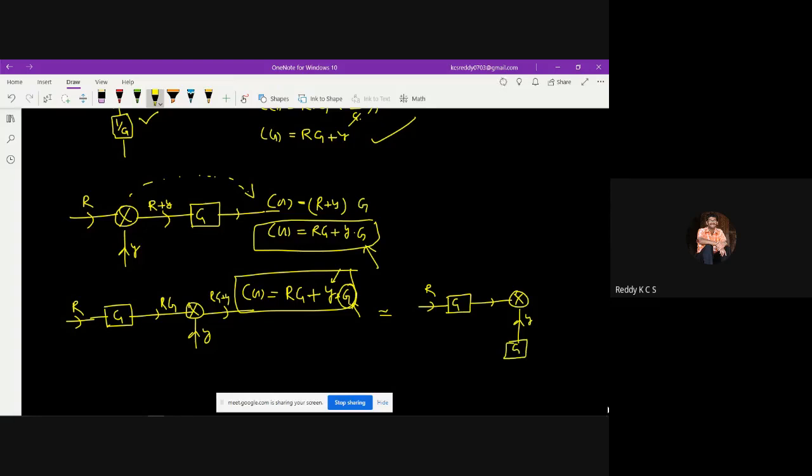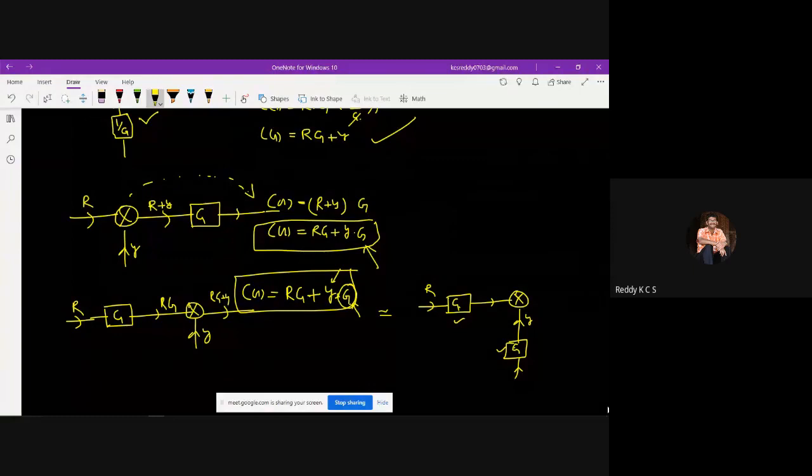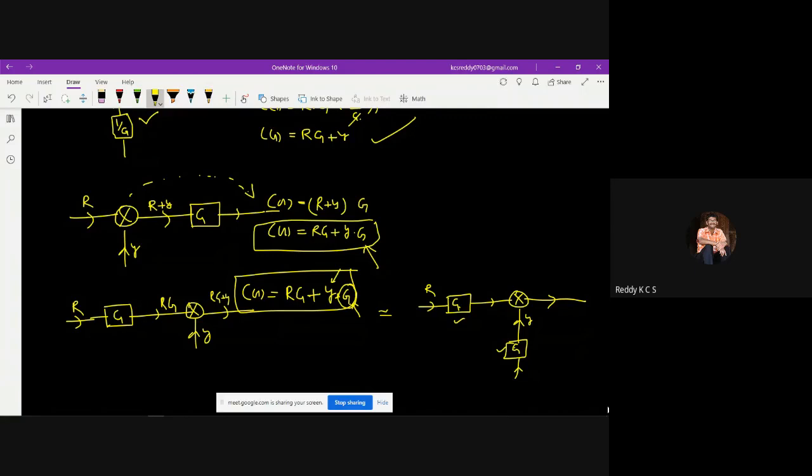So this is equivalent to keeping R and then G, then a modification done to this signal by incorporating the same block gain value. See here, this is G and this is also G. In the previous case, when I was shifting the summing point behind the block, the reciprocal was taken. When I'm shifting the summing point beyond the block or after the block, the same block gain will be added in series with the signal. What is the value of this? RG, and what is the value of this? YG. So RG plus YG will become the C of S.